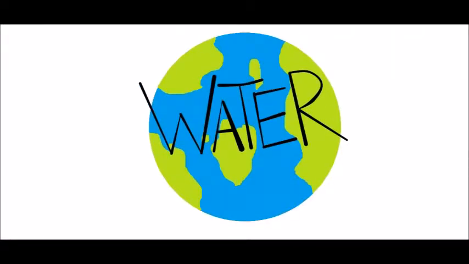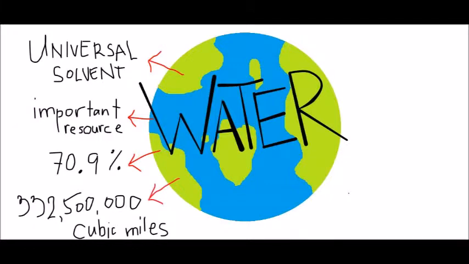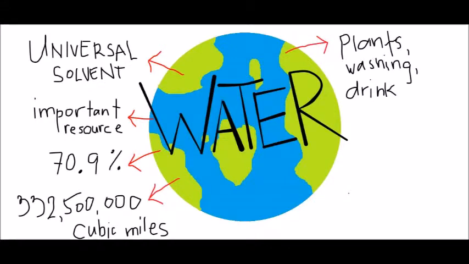Water, also known as the universal solvent, is an important resource covering about 70.9% of the Earth's surface. Although water stretches about 332,500,000 cubic miles on the Earth's surface, only 8% is available for human use. We use water daily, whether for watering the plants in our mom's garden, washing clothes or dishes, or just simply because we are thirsty and need something to fuel us to get back in the game.